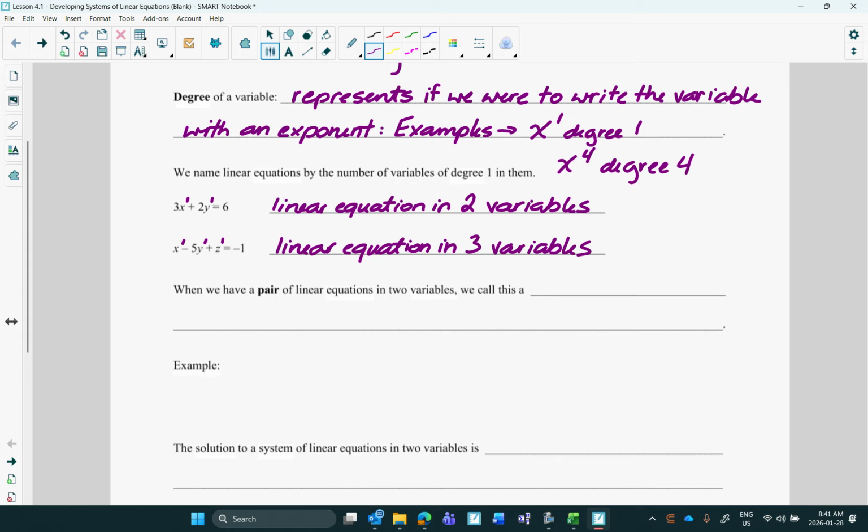What we're going to focus on in this unit is linear equations in two variables. And we're going to focus on how to solve pairs of them. So I'm going to give you two equations that have x and y in, and we're going to figure out what x and y are. We're going to solve for x and y. When we have more than one equation or a pair of equations in two variables, we call this a system of equations in two variables.